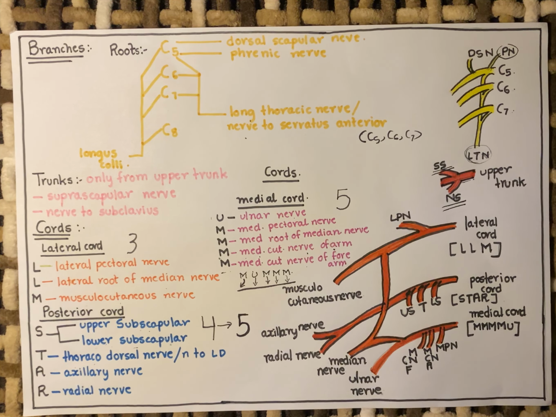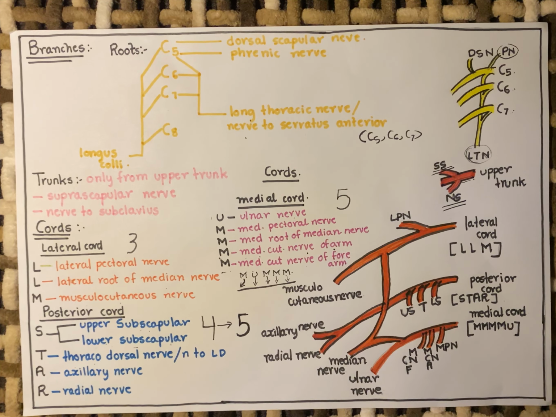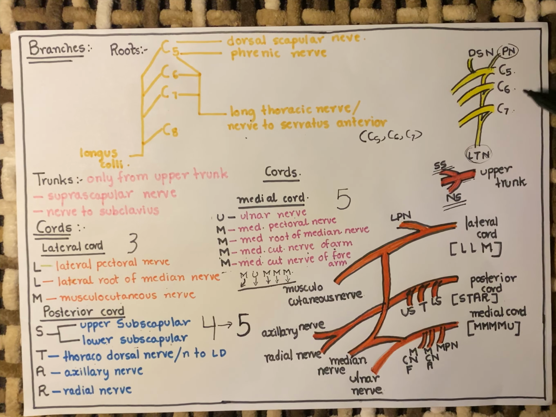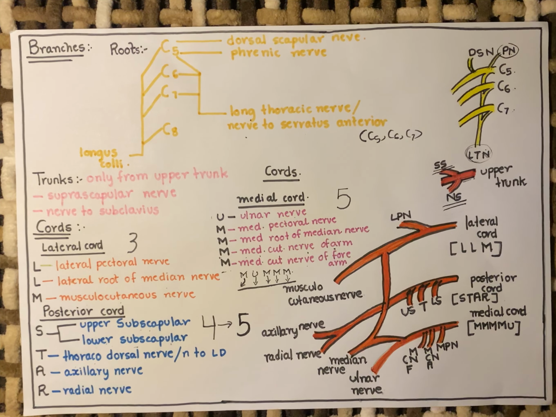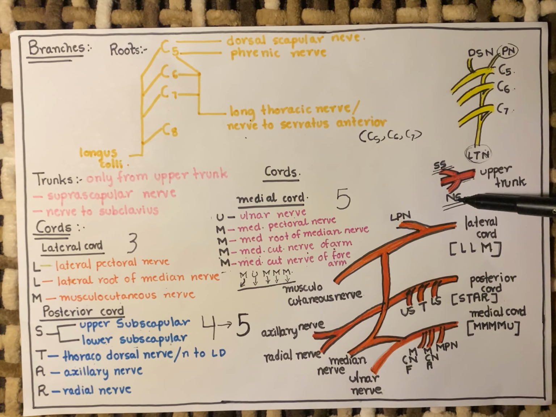So now let us revise the branches once again. Okay. From the roots, C5 we have 2 nerves arising, dorsal scapular nerve and the phrenic nerve. Apart from this, from C5, C6, C7, these 3 roots we have another nerve arising, which is the long thoracic nerve or the nerve to serratus anterior. Okay, from this diagram, C5 phrenic nerve, dorsal scapular nerve, C5, C6, C7 long thoracic nerve over here. From the trunks, only the upper trunk is going to give off 2 branches. One is going to be the suprascapular nerve and another one is going to be the nerve to subclavius.